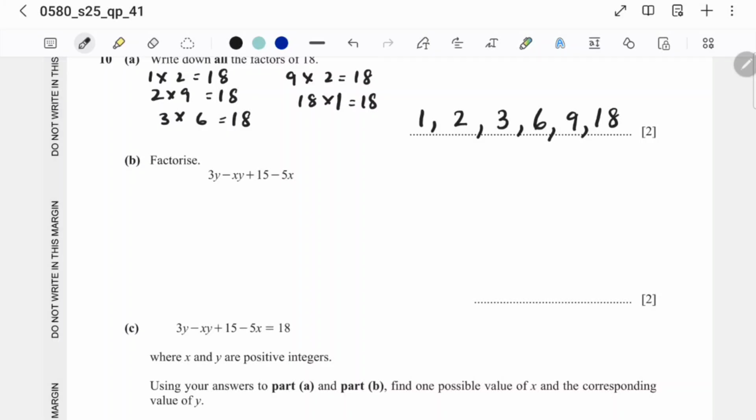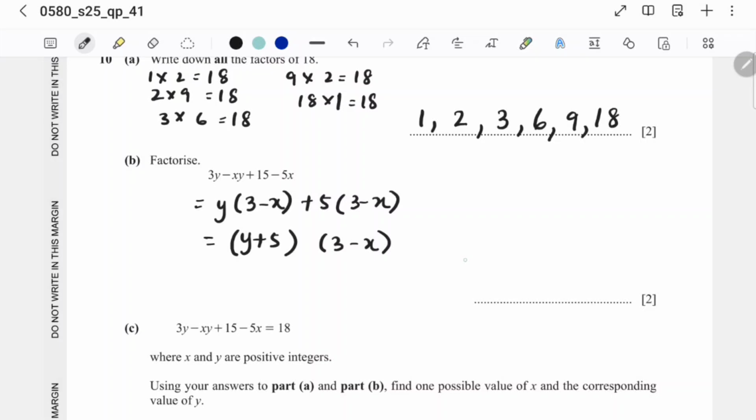So if 4 terms are there, do it by grouping. In the first 2 terms, y is common, 3 minus x, plus 5 common, and then 3 minus x in the second 2 terms, the last 2 terms. So we can write down y plus 5 and 3 minus x. Y plus 5 and 3 minus x.